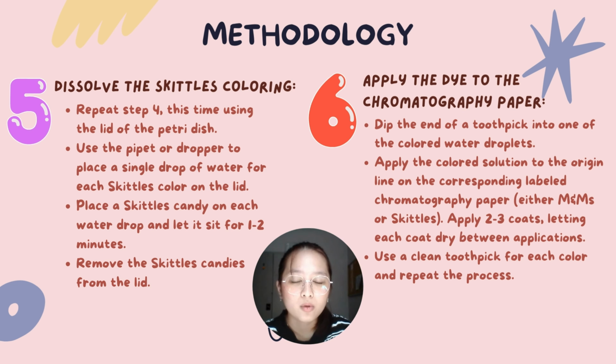To apply the dye to the chromatography paper, we need to dip the end of the toothpick into one of the colored water droplets, and then apply the colored solutions to the origin line on the corresponding labeled chromatography paper, either M&M's or Skittles. And then apply 2 to 3 coats and let each coat dry between applications, and then use a clean toothpick for each color and repeat the process.